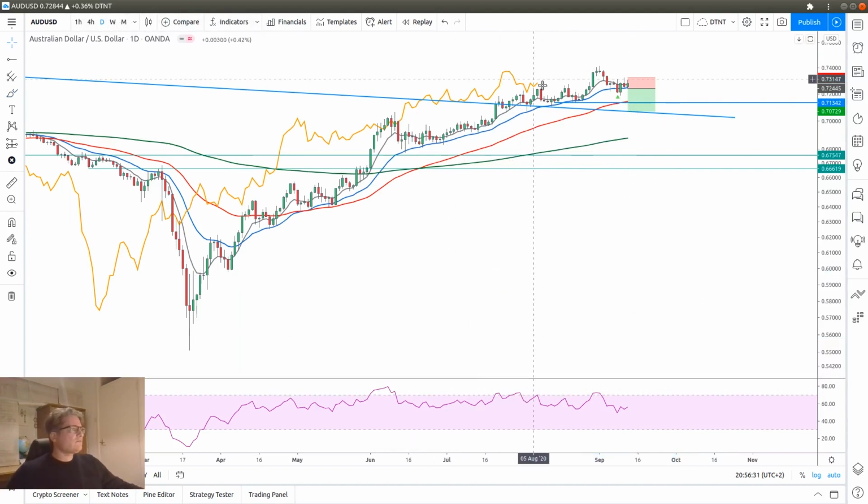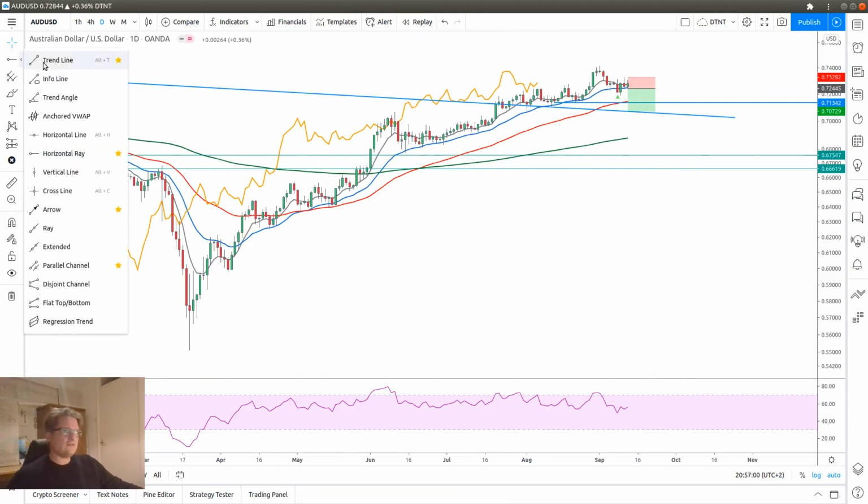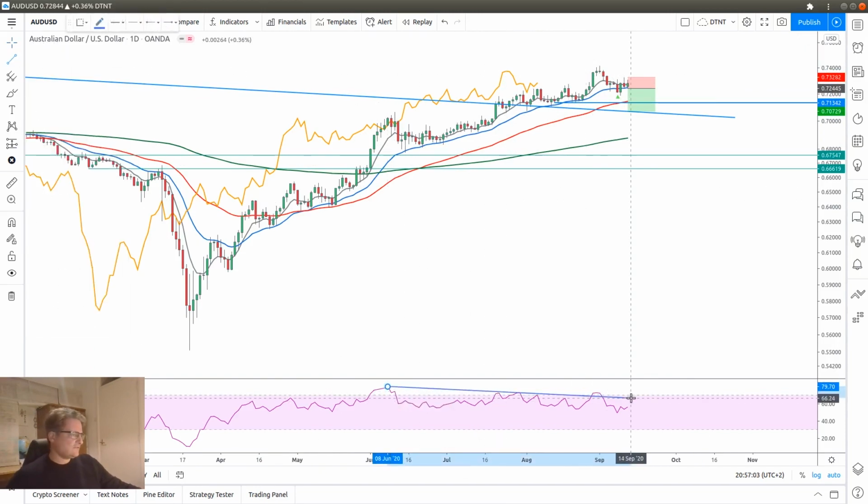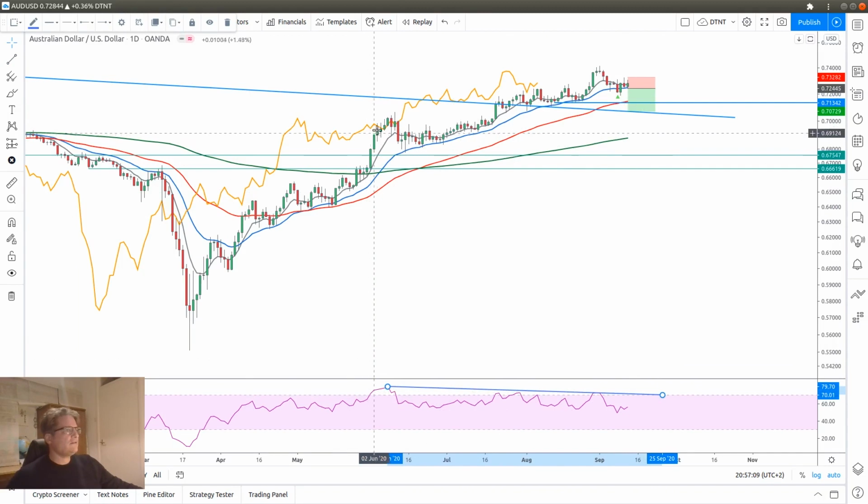So we make higher highs here, as you can see. From this high to this high, it's a higher high, but here on the RSI, we're making a lower high. So there's a little bit of divergence. That tells me that this trend is slowing a little bit, and that gives me confidence to trade against the trend, because this trend was very strong, but this divergence tells me that the trend is getting less strong.